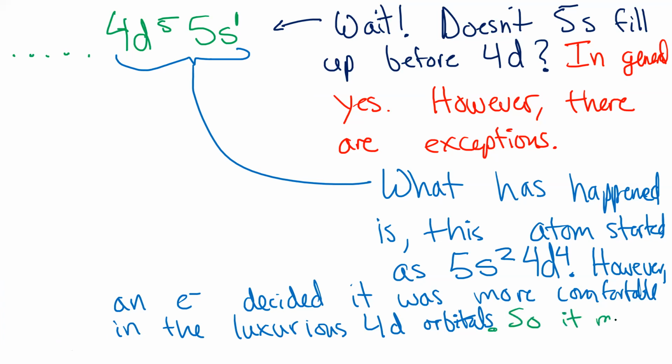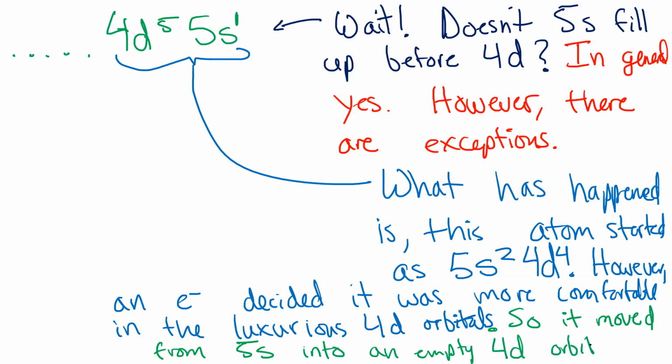So what happened was it moved from 5s into an empty 4d orbital. Okay, so that does mean you can still figure out what the element is. All you have to do is basically work backwards. Okay, now are you guys with me so far?